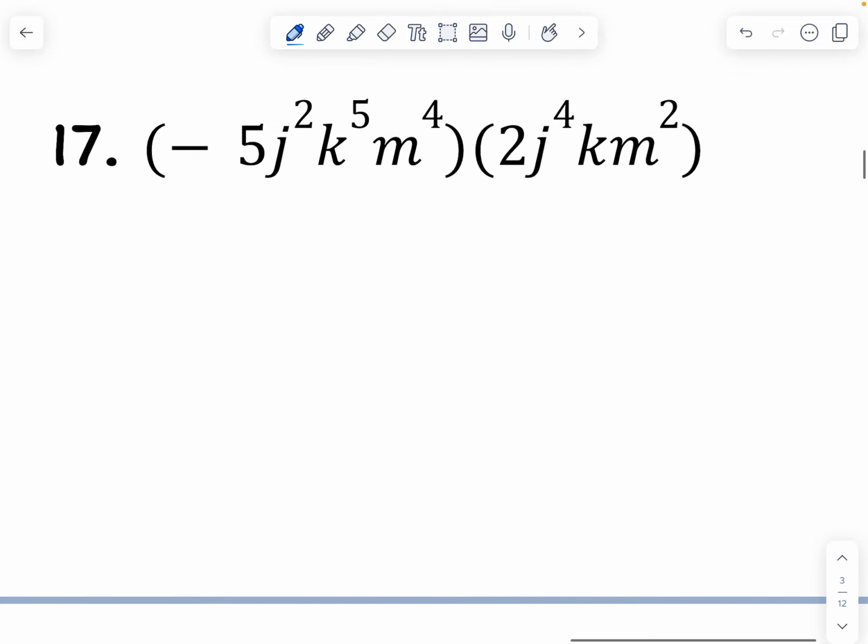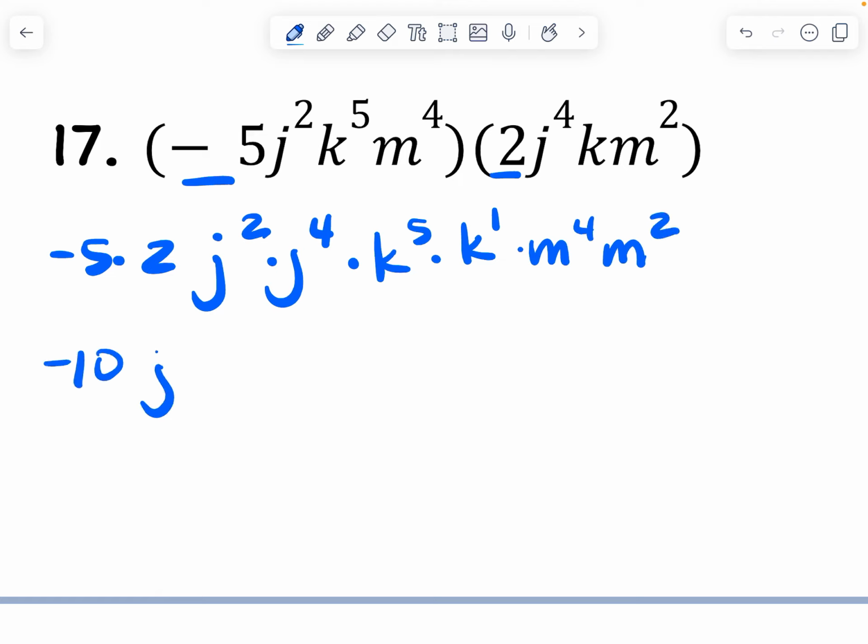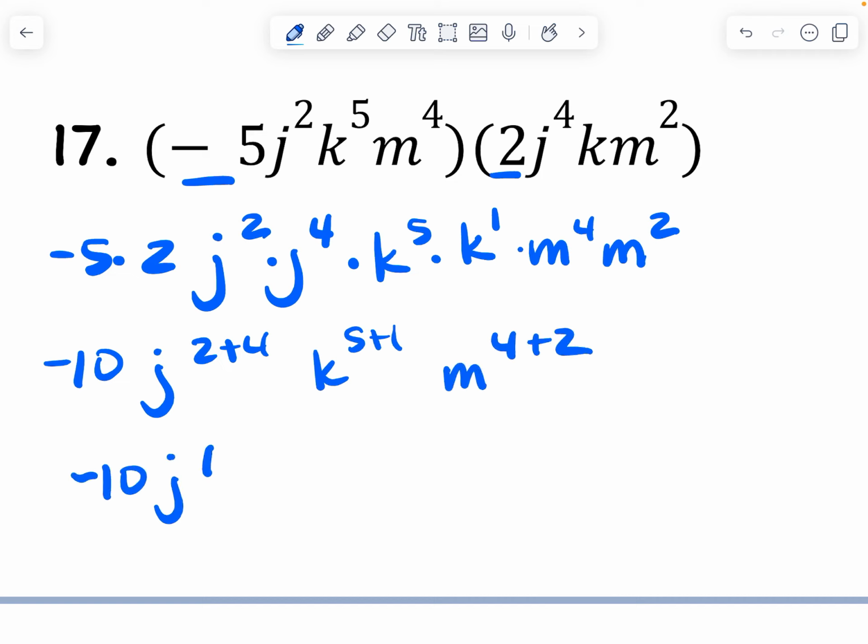This one. My coefficients, -5 times 2. j squared times j to the 4th. k to the 5th times k, and that's to the 1st. m to the 4th, m to the 2nd. So -10. j to the 2 plus 4, k to the 5 plus 1, m to the 4 plus 2. So -10 j to the 6th, k to the 6th, m to the 6th. Okay.